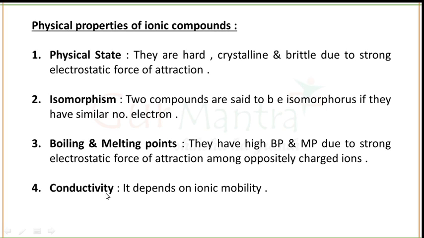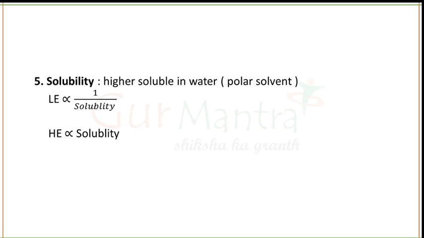Number four is conductivity. Conductivity of ionic compounds totally depends on the ionic mobility. Ionic mobility means the free ions present in their particular solution. As you know, the conductance of electricity can happen only in the presence of free H plus ions or OH minus ions. Next point is solubility.